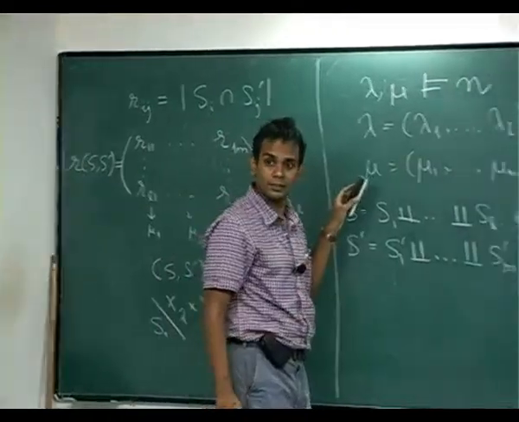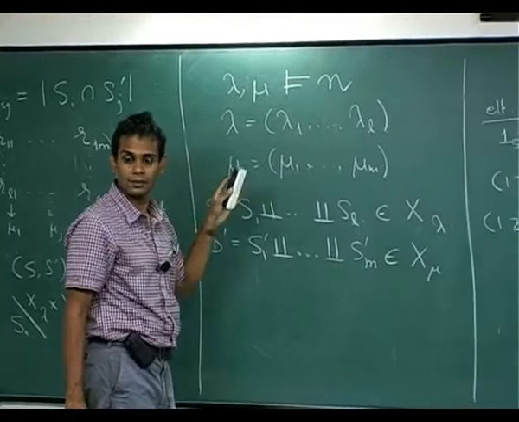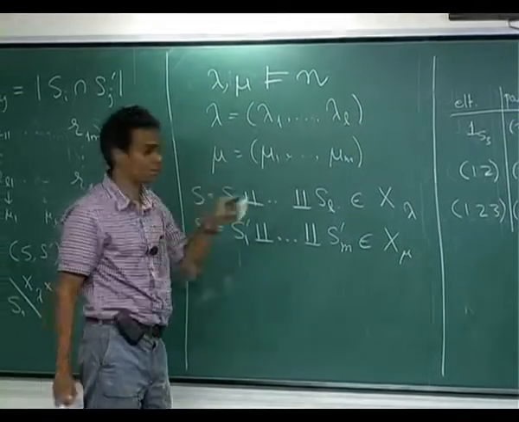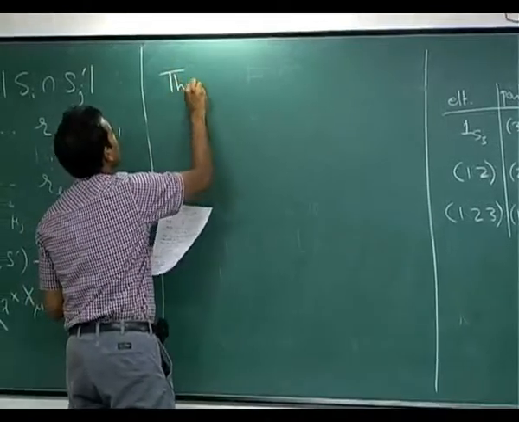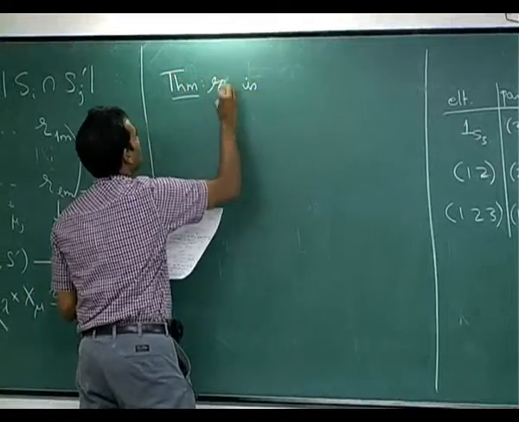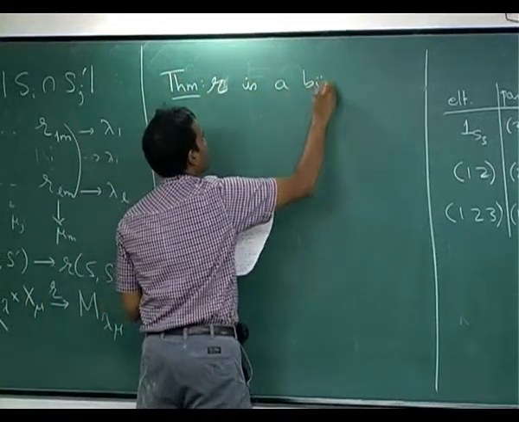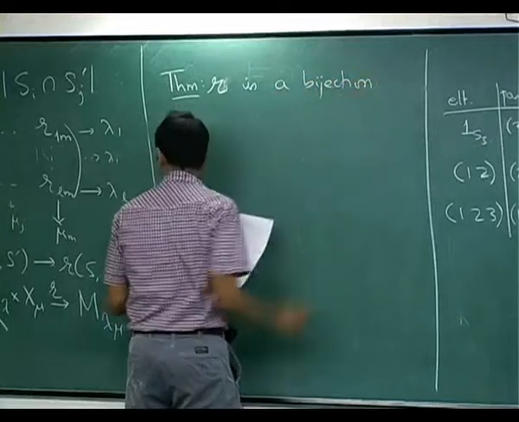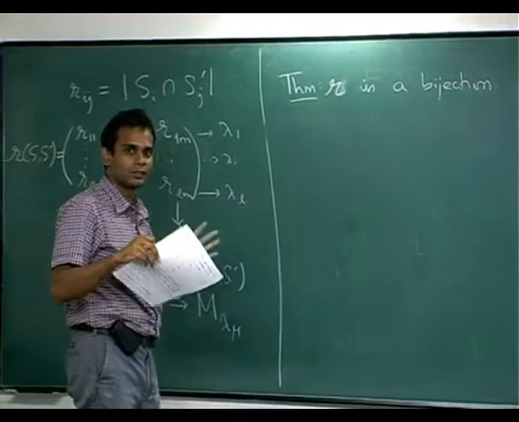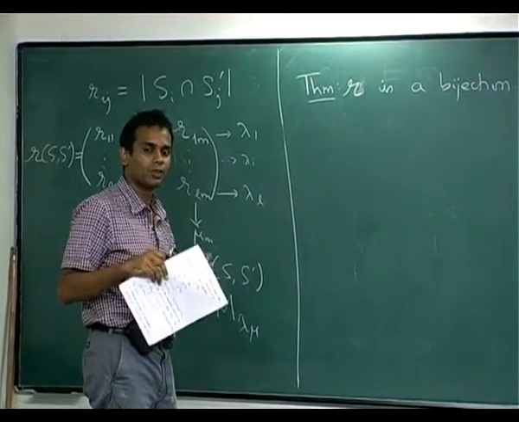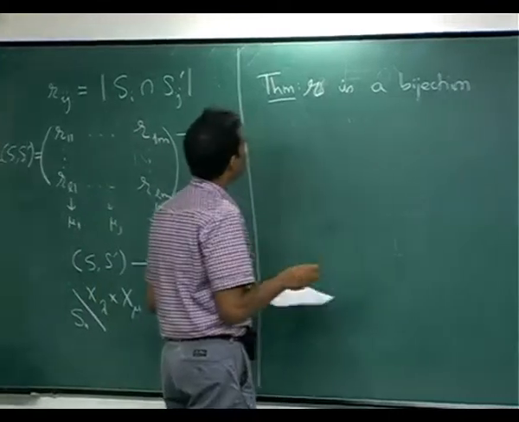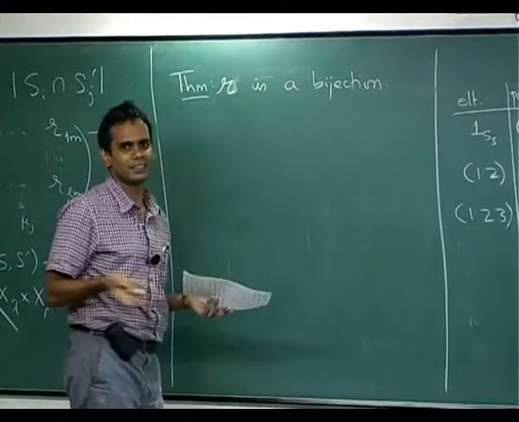So I claim that R is a bijection. That would mean that if I can count this number, then I can count the dimension of the space of intertwiners between two of these partition representations. So we need to show injectivity and surjectivity.